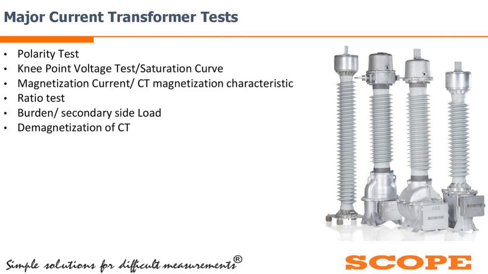So with the help of RATOM 21, we can do all the tests, that is polarity test, knee point voltage, saturation curve, magnetization current measurement, and CT magnetization characteristics with the help of curve, then ratio test, then burden measurement, secondary side load measurement, and demagnetization of CT. So these tests we can do with the help of RATOM 21.